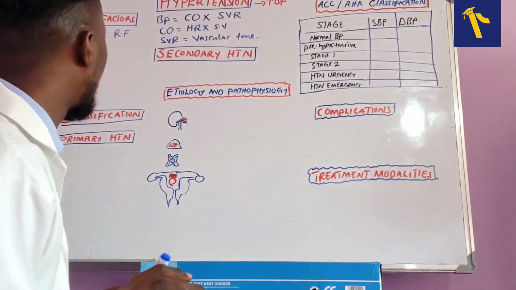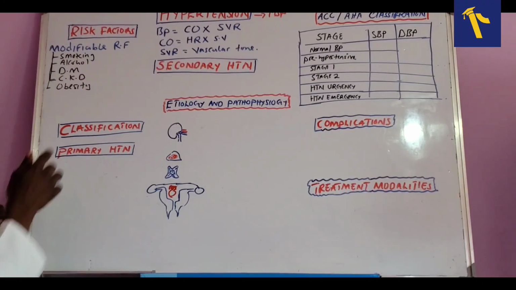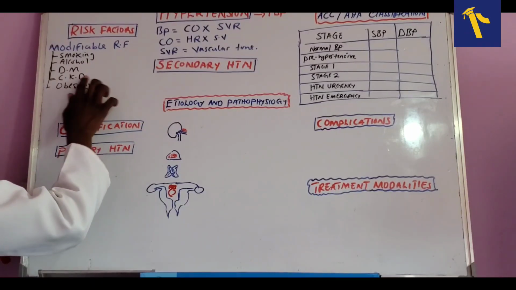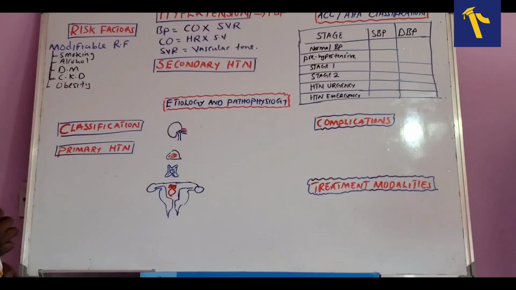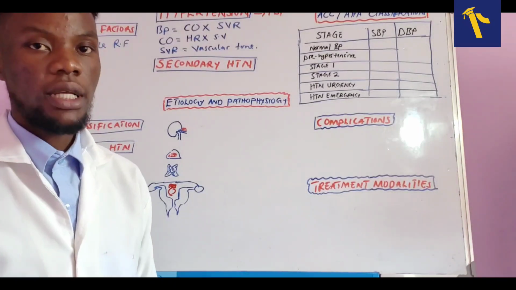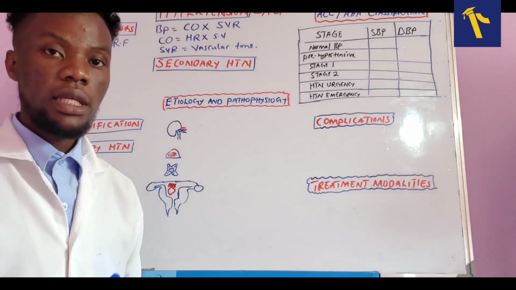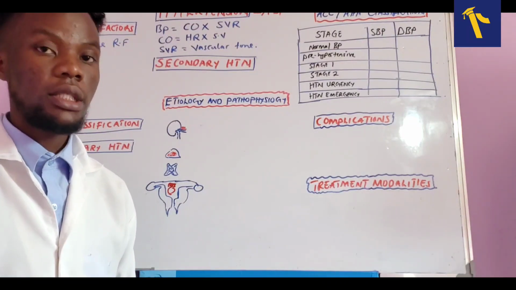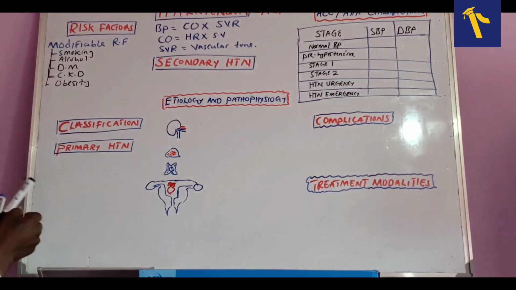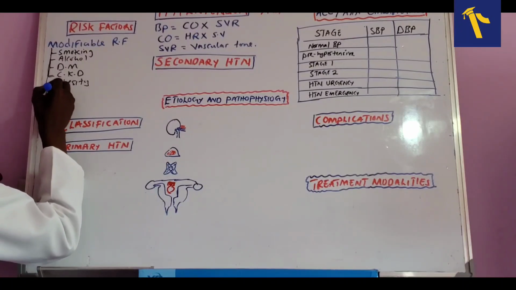There are a lot of modifiable risk factors that we can know, but simply let us know about smoking, alcohol, diabetes mellitus, CKD, chronic kidney disease, as well as obesity. These are the important modifiable risk factors. And also, if you want to add on, you can add on excessive intake of salt. That is also a modifiable risk factor. Now we can go to non-modifiable risk factors.